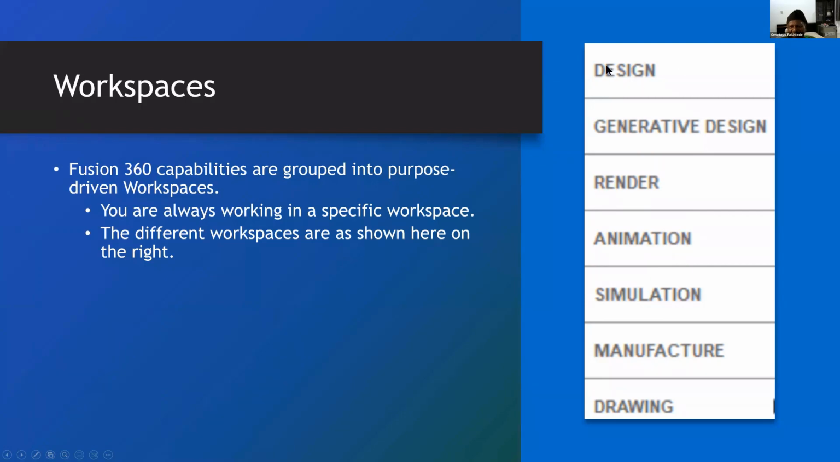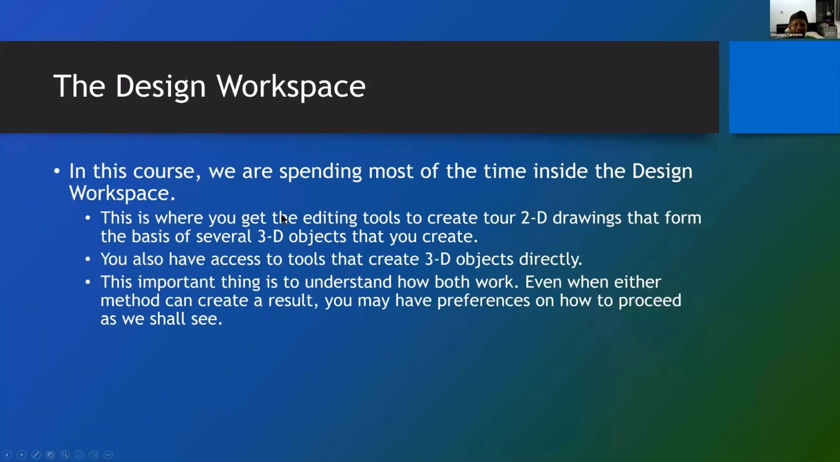We're spending 95% of our time inside the design workspace because that is where you are going to do your modeling, and this course is around the modeling itself. Later on, when we are simulating the model, you move from the design to the simulation workspace. Fusion 360 capabilities are grouped into purpose-driven workspaces. These are the 1, 2, 3, 4, 5, 6, 7 of them. You are always working in a specific workspace. The different workspaces are shown here on the right.